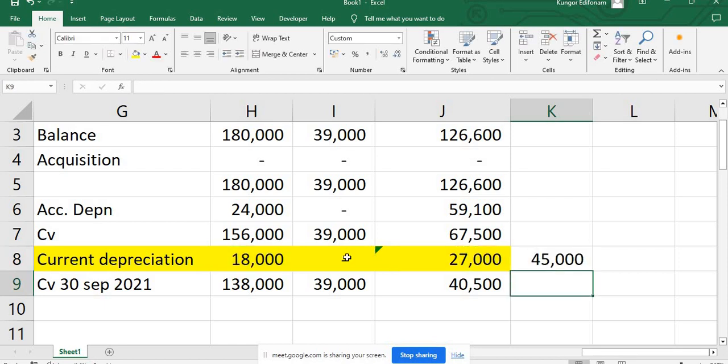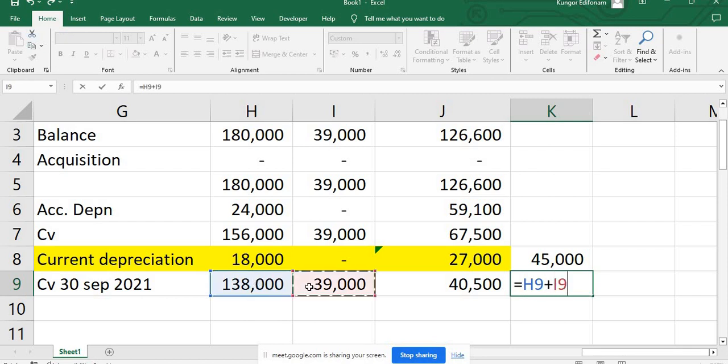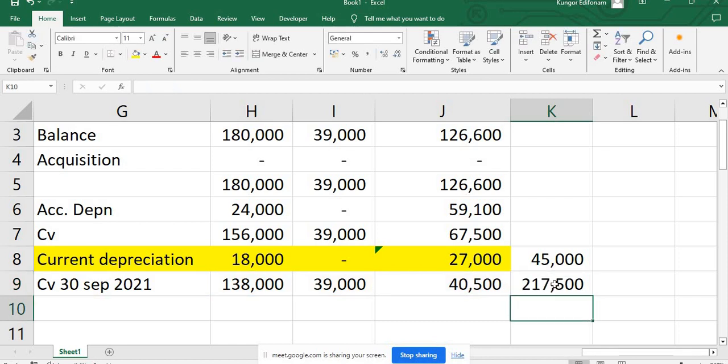That will be 45,000. And then the PPE value that we will be reporting in our statement of financial position will be this plus this plus this. Then we have 217,500. So this will be what will be reported in our statement as the PPE figure, and this will be the depreciation that will be charged to profit or loss. That's 45,000. Okay, so now, can we move on?